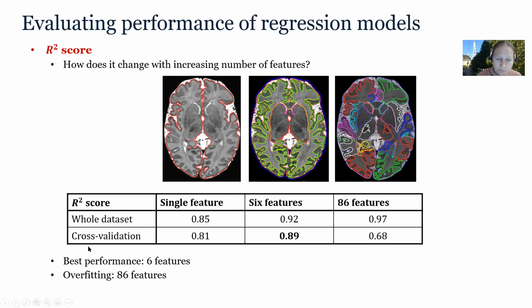So what we need to do is use cross-validation to measure the R2 score. We can see here that if we increase from a single feature to 6 features, we actually improve the cross-validated R2 score. We achieve 0.89 now, but it will decrease again with 86 features. We have only 0.68, which is quite low. From that, we can see that the best performance was achieved for 6 features, and we overfitted for 86 features.